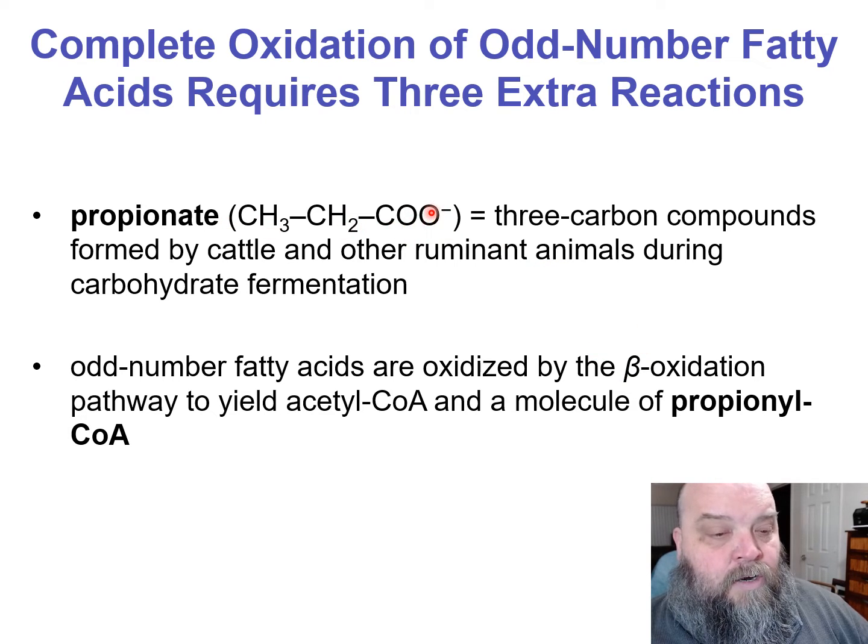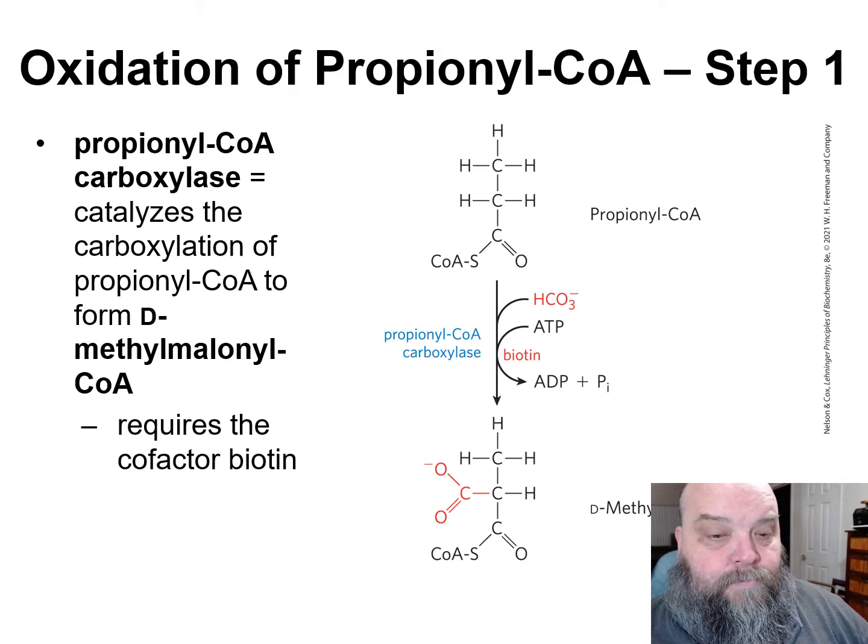The carboxyl here, you're going to replace one of those oxygens with CoA. So you've cut every 2, making acetyl-CoA until you get to the final 3, and now you have propionyl-CoA. Propionyl-CoA, 1, 2, 3, has the CoA, carbonyl, everything's normal there.